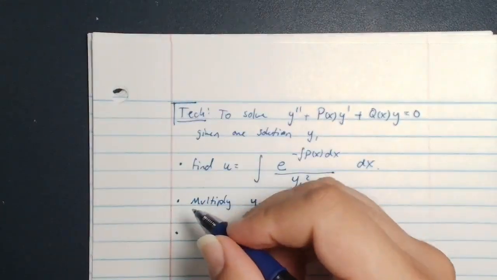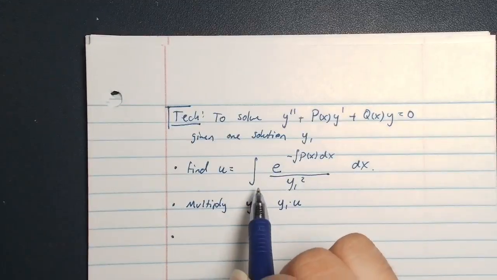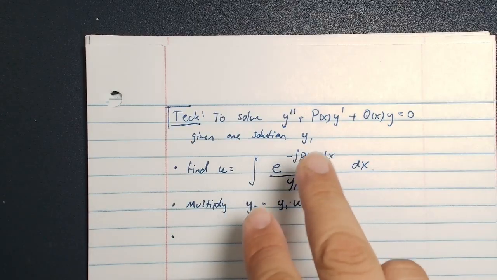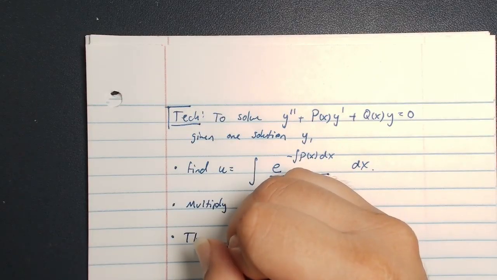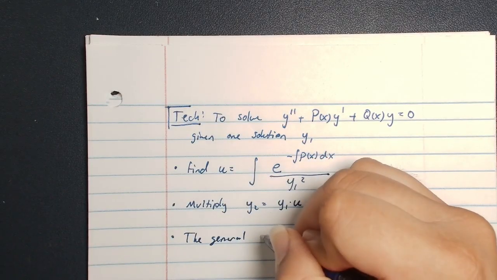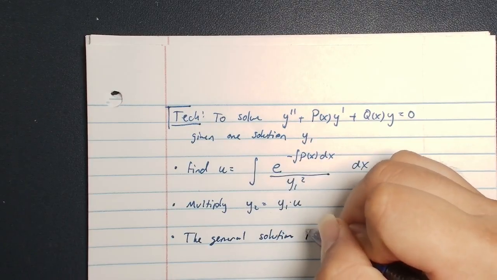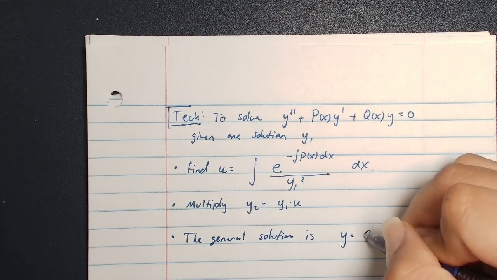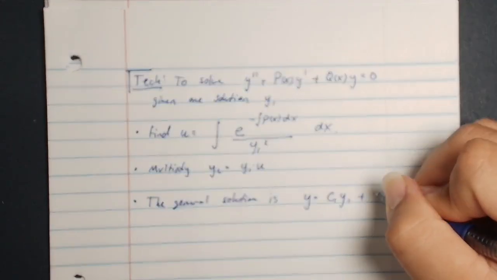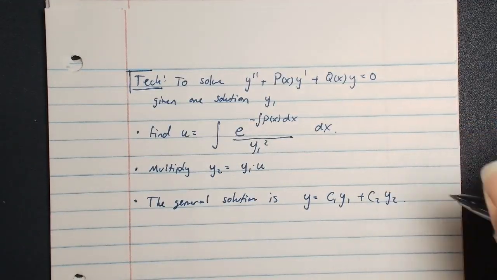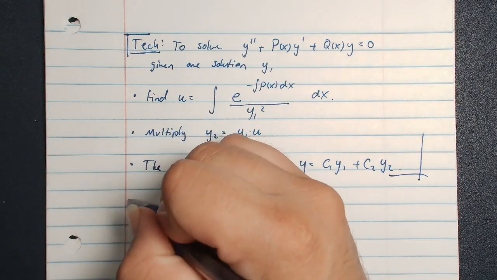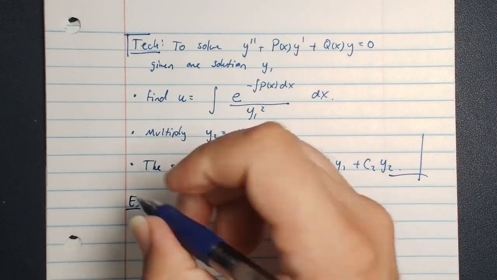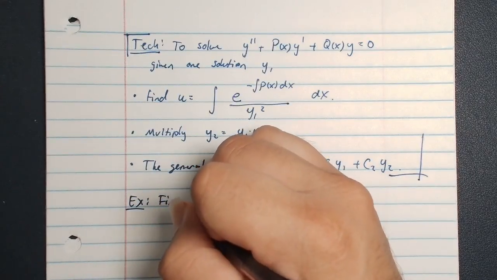And finally, number 3, since you now have one solution given and one solution found, you have two fundamental solutions to a second order problem. The general solution will be their combination: C1 times the given y1 plus C2 times the found y2. And there we go. So let's take a look at an example of this to find the general solution of a problem.